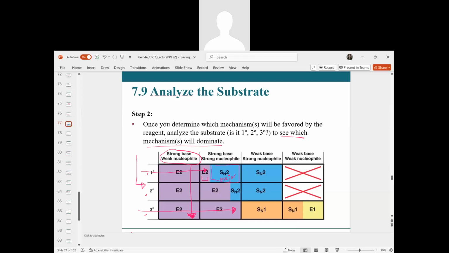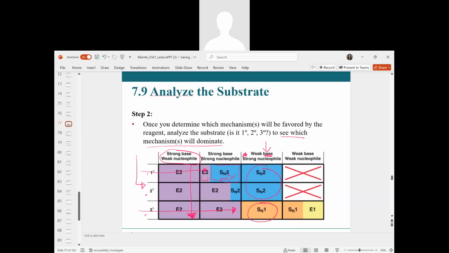And then we shift over here to weak base, strong nucleophile, where everything primary and secondary will be SN2, and then we have solely SN1 mechanisms seen with tertiary substrates. Again, these are strong nucleophiles, and the compound cannot really function as a base, so there's no competition.